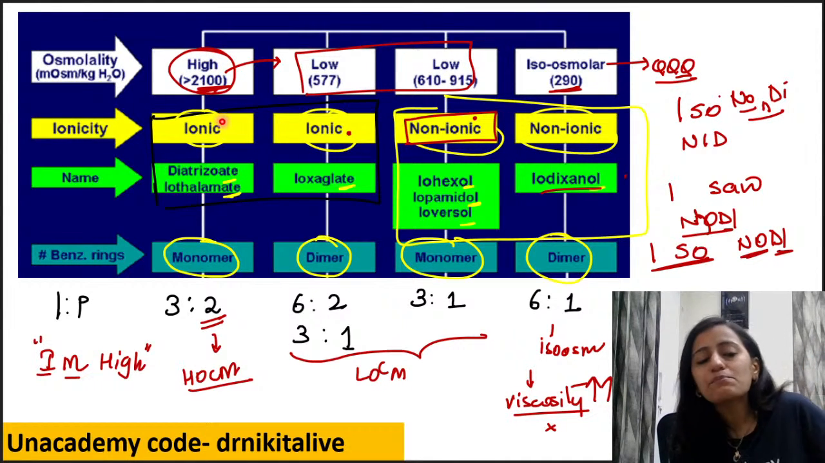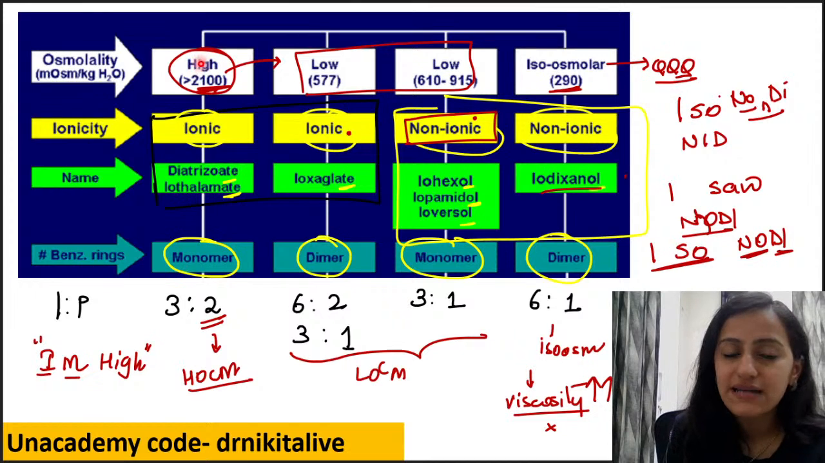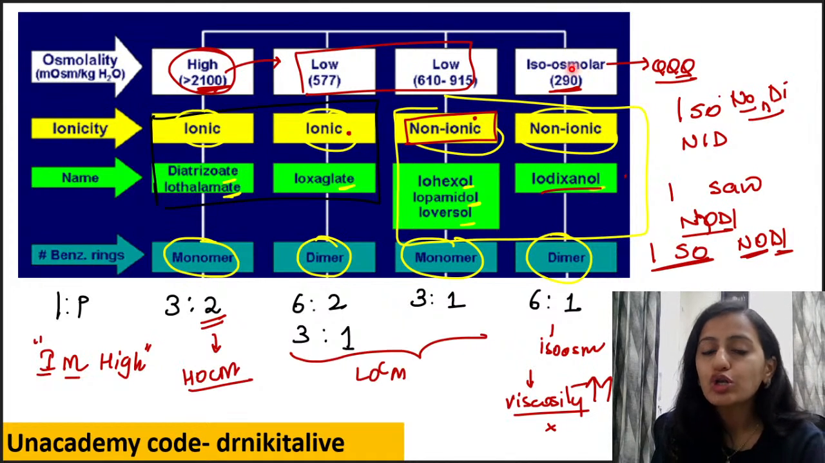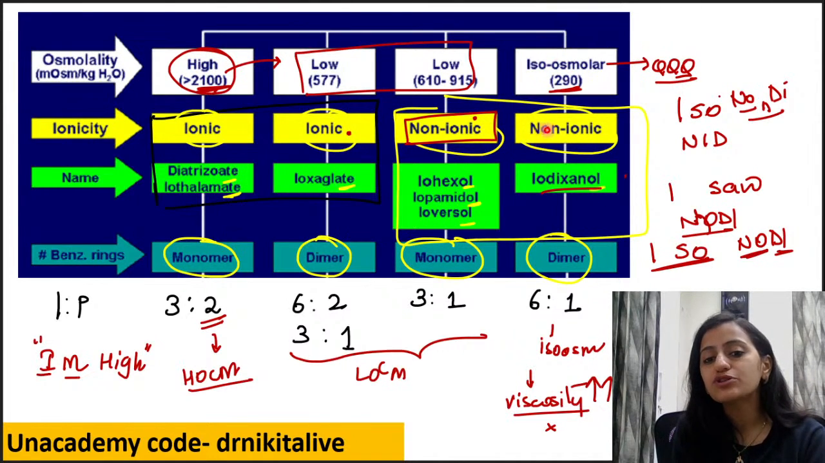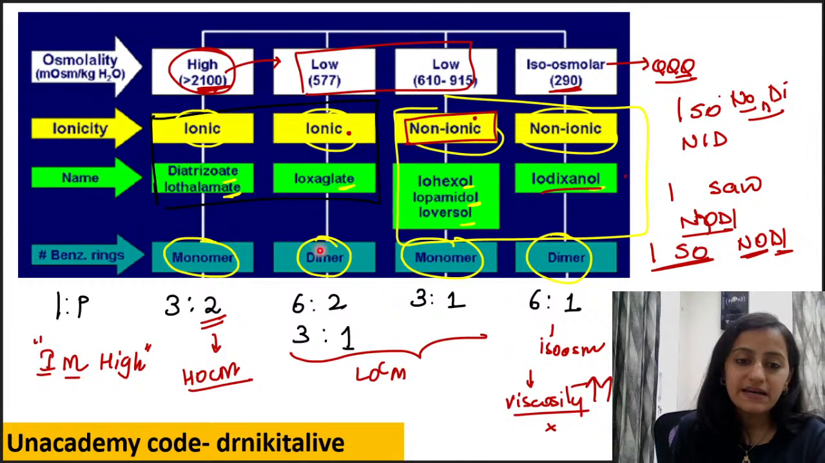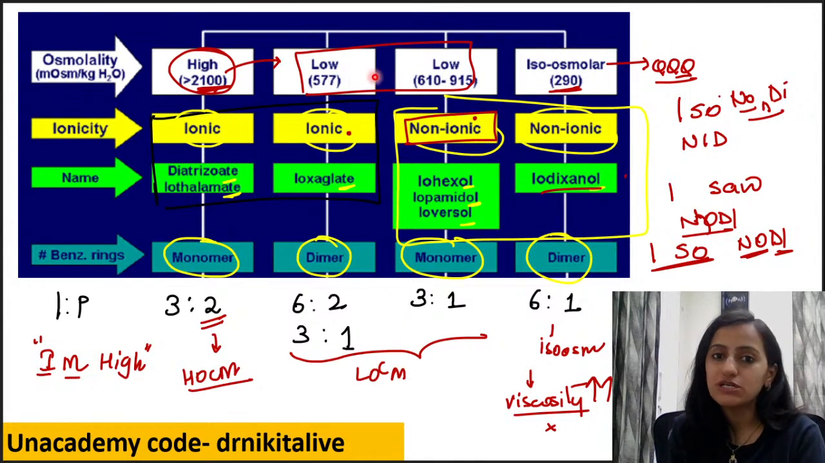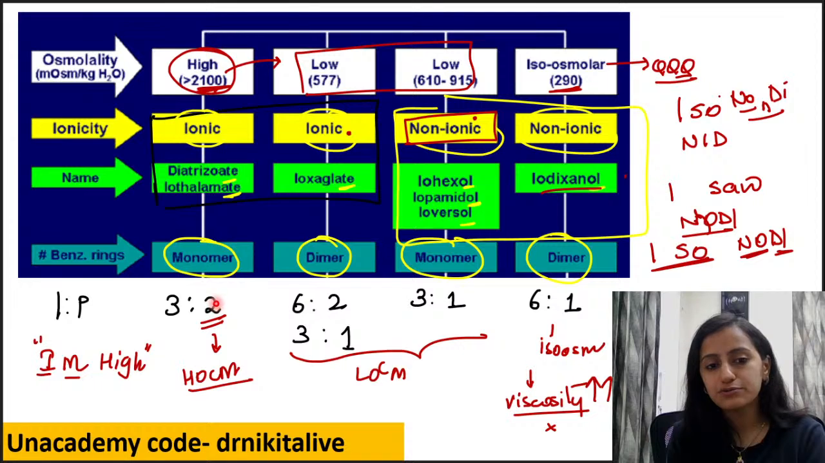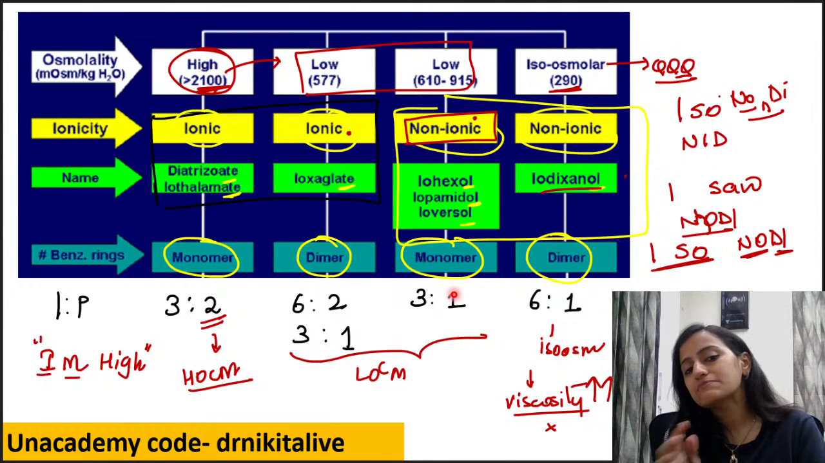Now, "I am high," that is ionic monomer, is high osmolar. "Iso Nodi," that is iso-osmolar, is non-ionic dimer. The rest of the two groups are low osmolar, but higher than the plasma. Iodine particle ratio: ionic monomer, 3 is to 2. Ionic dimer, 6 is to 2. Non-ionic monomer, 3 iodine, 1 particle. Non-ionic dimer, 6 iodine, 1 particle. That is the iodine particle ratio.